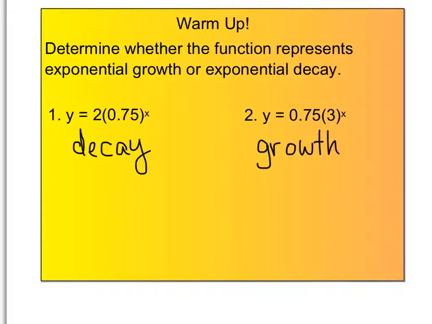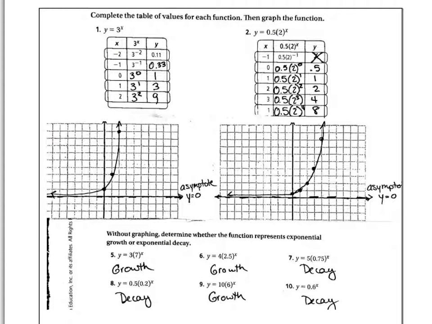So make sure you've checked your two answers, fixed them if they're wrong, marked them correct if they're correct. Here is your homework from last night. Mine might be numbered a little bit differently, but they should just be the first set of problems on your worksheet. Number 1 and 2, you're graphing. Remember, the asymptote for these is y equals 0.